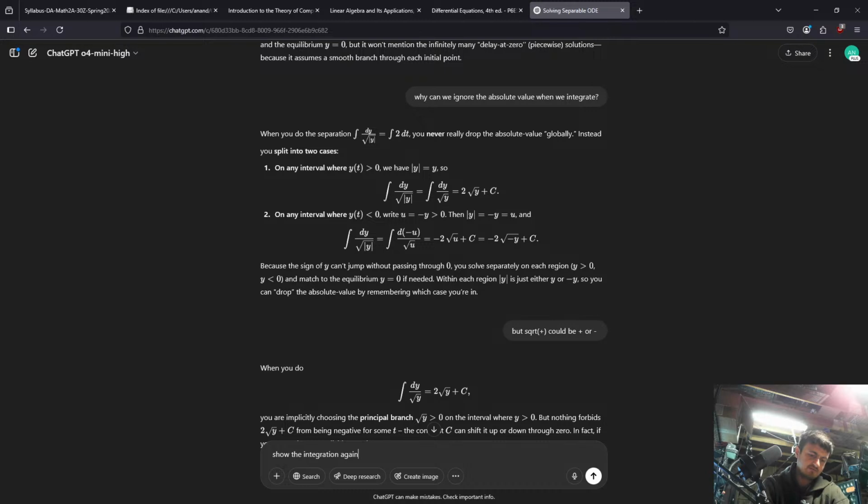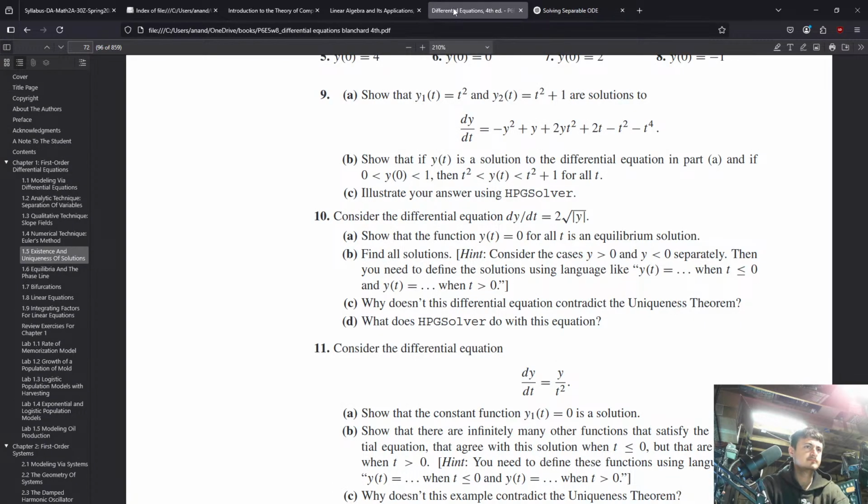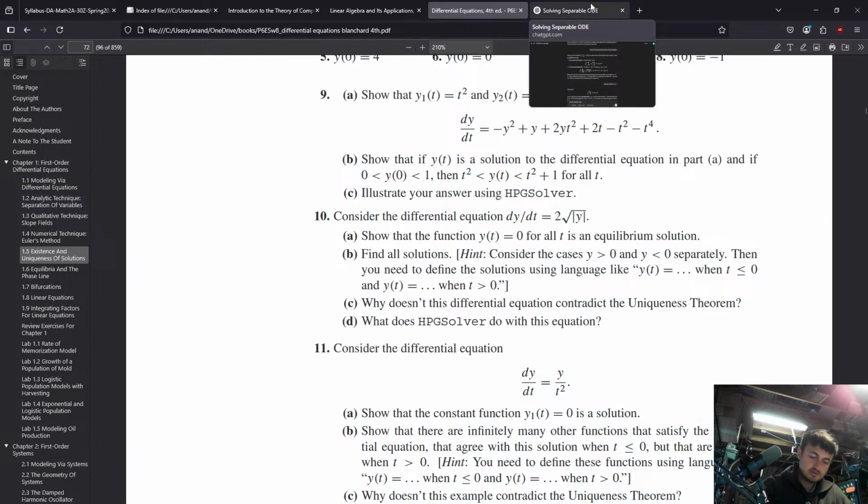Oh yeah, because it's negative 1/2. Wait, is it negative 1/2? Oh yeah, it is, right. So it's gonna be dy over square root of y. Okay, let me try integrating again. So we get y to the minus 1/2 dy is equal to 2 dt.